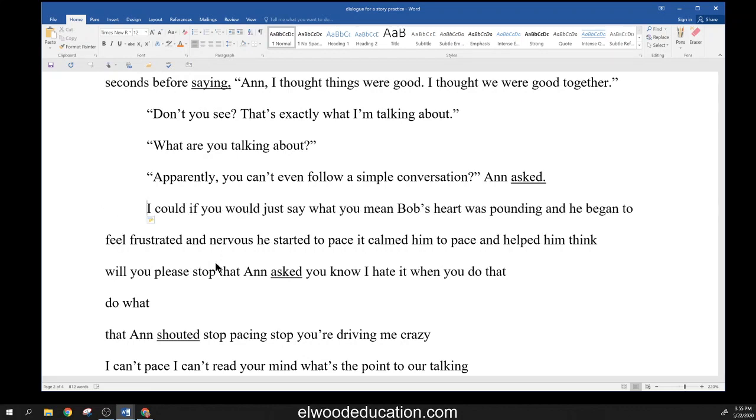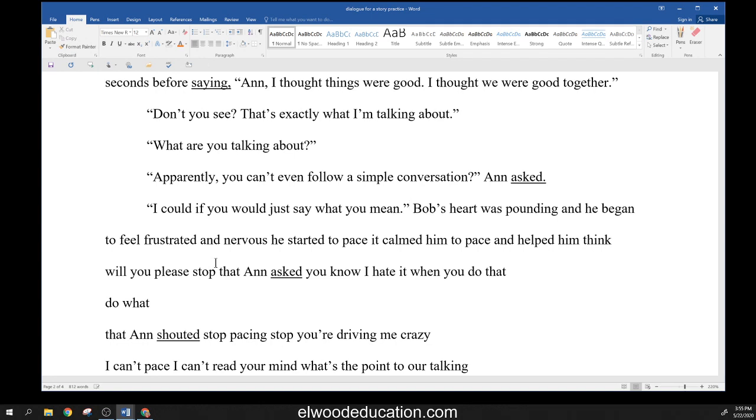I have a new speaker here, so I'm going to indent. "I could if you would just say what you mean." And then that sentence ends. Bob's heart was pounding. Okay, at this point, I am not announcing the speaker. I don't need to because here Anne was speaking and I have a new indent, so I already know that's Bob speaking. I don't need to announce the speaker.